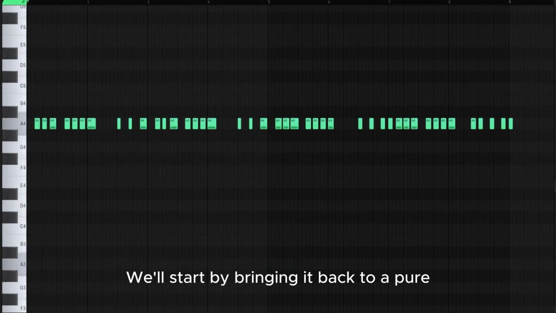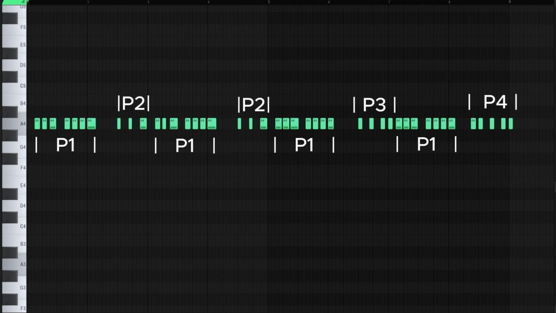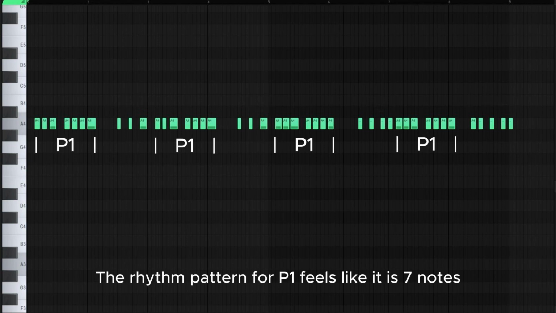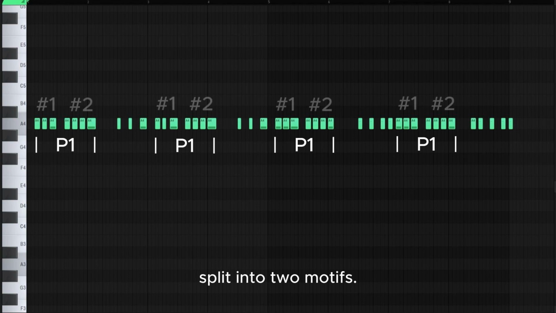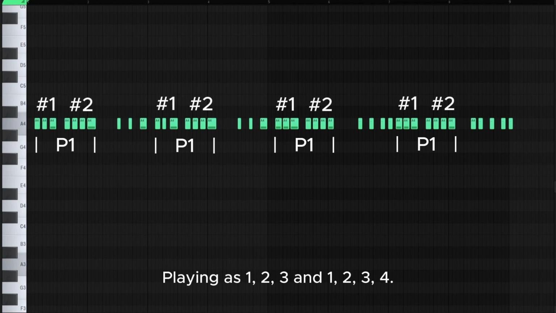We'll start by bringing it back to a pure rhythm pattern. The rhythm pattern for P1 feels like it is 7 notes split into 2 motifs, playing as 1, 2, 3 and 1, 2, 3, 4.